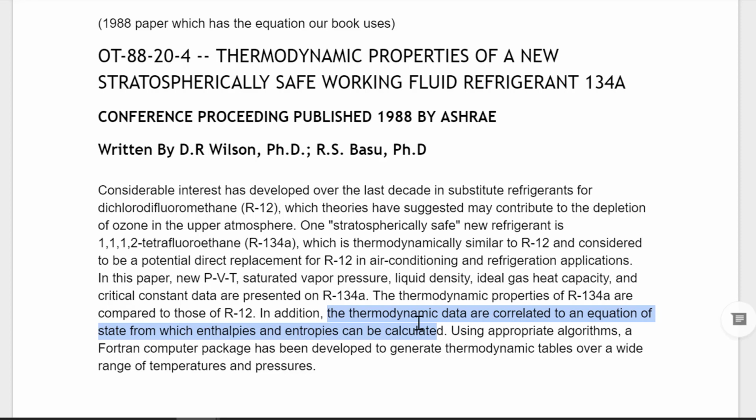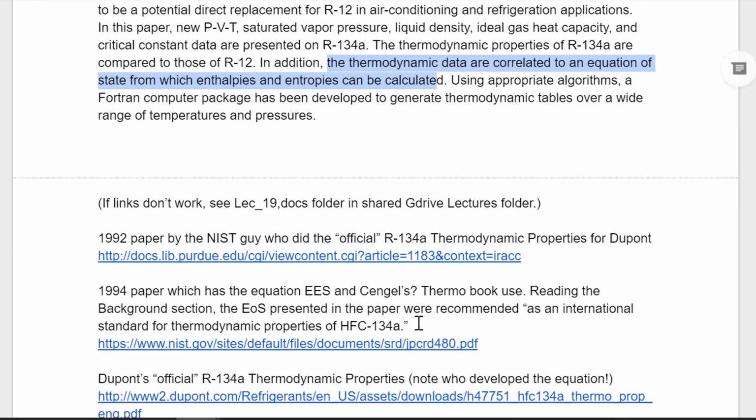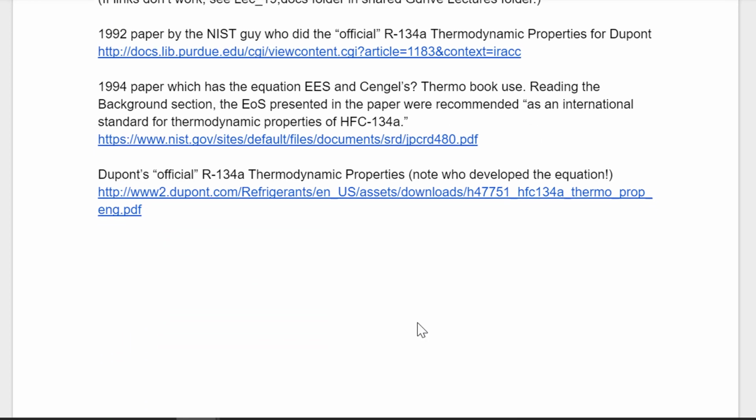For the reading that you do when you check out the handout, and I think it's also in the study guide, when you do the reading in the book, you'll see how we can actually use this equation of state to calculate enthalpies, entropies, specific internal energies. And then you can see the sentence right after that: using appropriate algorithms, a Fortran computer package has been developed to generate the tables. So that's where we got our stuff from. I want to look at these other papers here, and my links do work, so you don't have to worry about that statement.